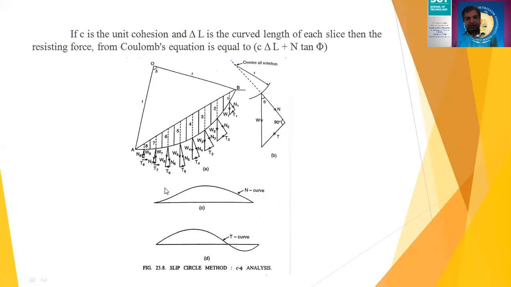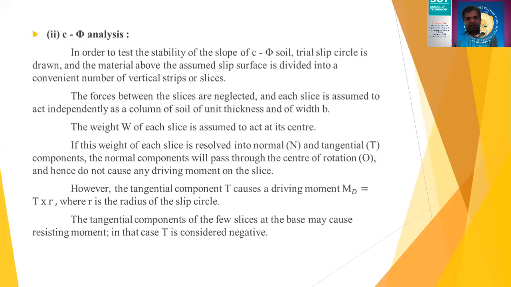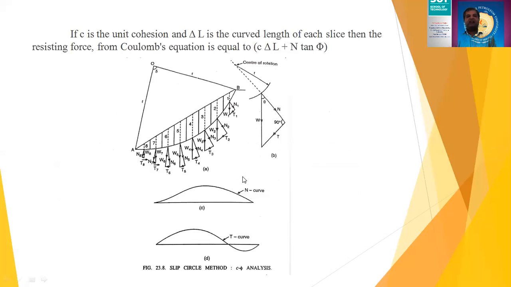Now, if the weight of each slice is to be resolved into the two components, that is normal and tangential, then the normal component will pass through the center of rotation O and will not have any driving moment on the slices. First, you need to understand how to draw all the slopes.